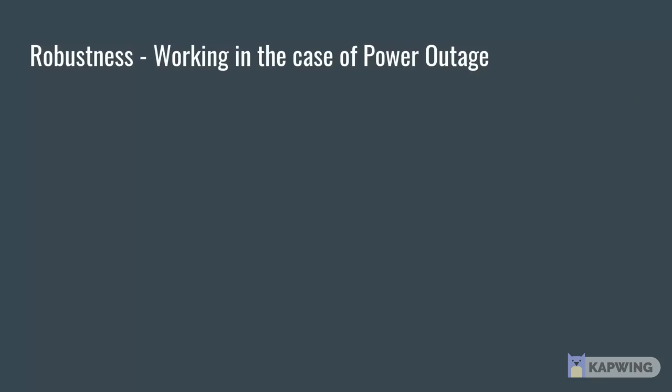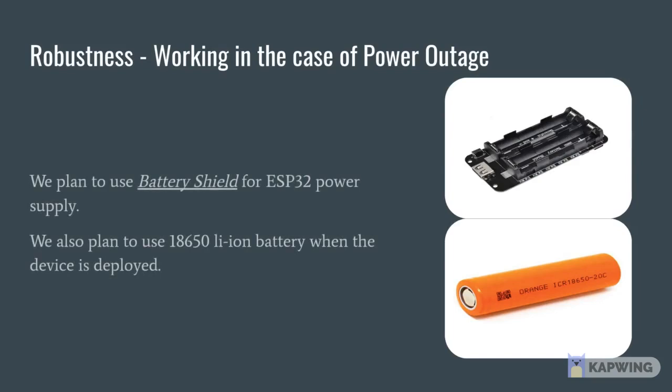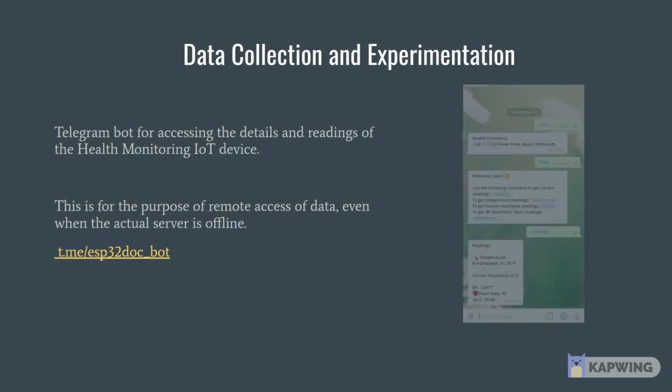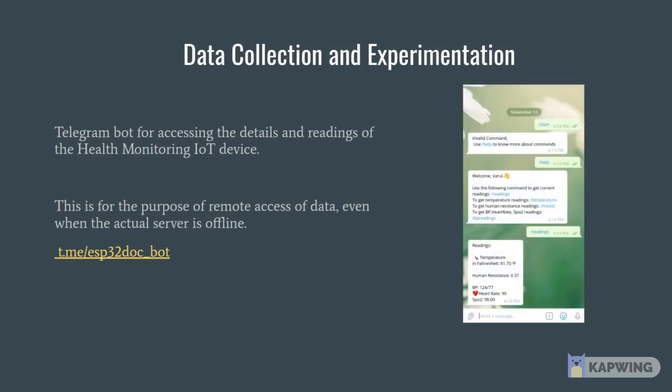The robustness of the system is through the battery shield for ESP32 power supply. We plan to use a 18650 lithium-ion battery when the device is deployed. The data collection and experimentation section also has a Telegram bot for addressing the details and readings of the health monitoring IoT device. This is for the purpose of remote access of data even when the actual server is offline. So the Telegram bot can be accessed through the link that is shown on the screen.